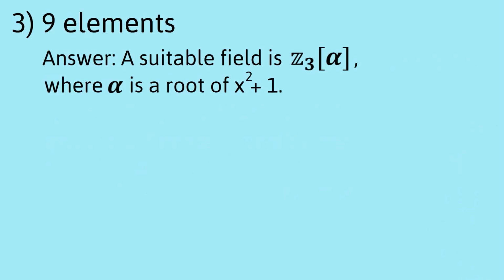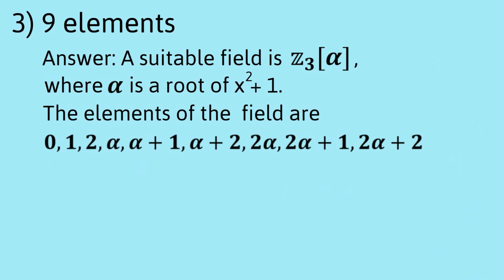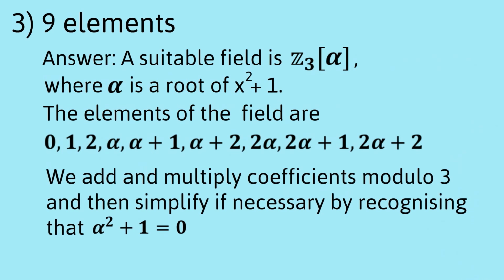So a suitable field is Z3[alpha]. So we've replaced x with alpha now. So what's alpha? Alpha is a root of the polynomial x squared plus 1 in Z3[x]. And we now form the elements of the field, the 9 elements, sort of in a way as we did before, but rather than using x, we're going to use alpha. And I hope you can see that if we add 2 of these elements together, and if we add the coefficients modulo 3, then we'll ensure that any result is one of the elements of the field. So we're not going to breach the closure rules when we add.